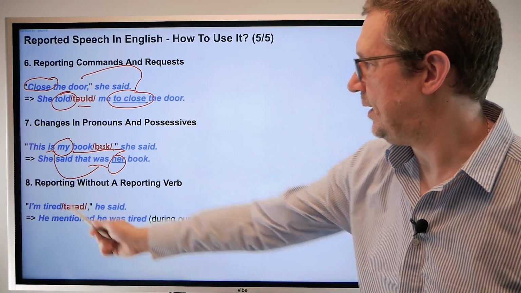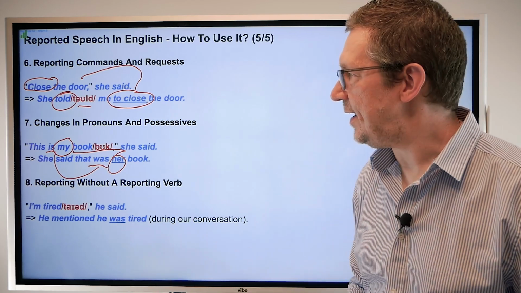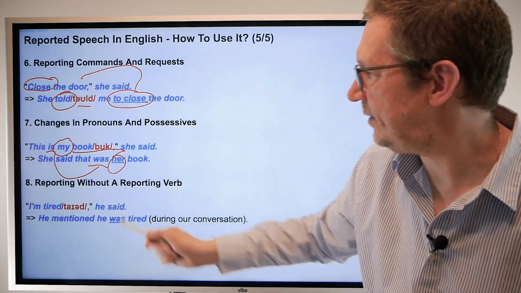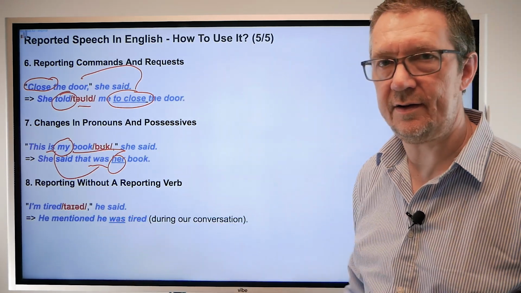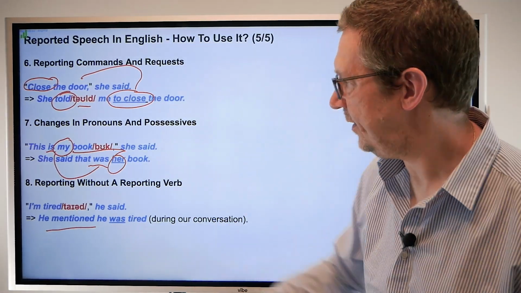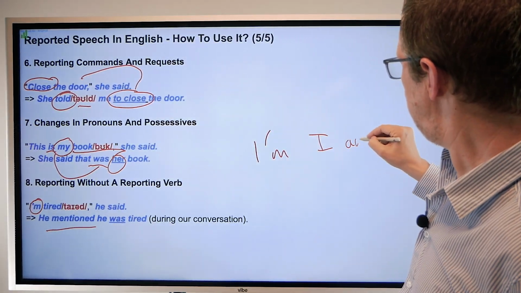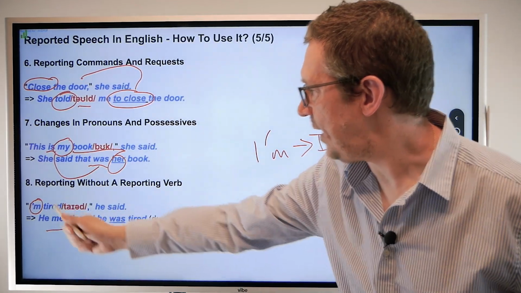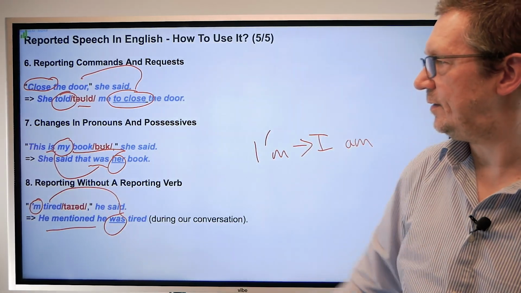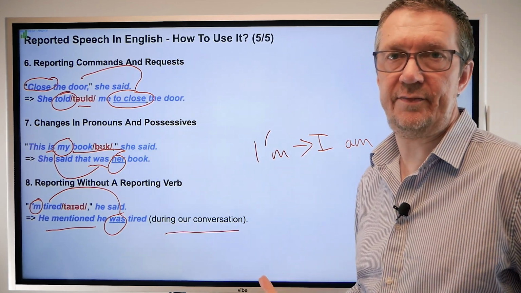Okay, let's have a look at the last one. Reporting without a reporting verb. Okay, so we don't say she told or she said. We'll show you how. So I'm tired, he said. He mentioned he was tired. So this is the word we use. We use the word mention. He mentioned he was tired. So I am, because I'm is actually I am, remember? So am becomes was. So he was tired. Let's have a look at this. I'm tired, he said. He mentioned he was tired. This is a bit of optional information during our conversation.